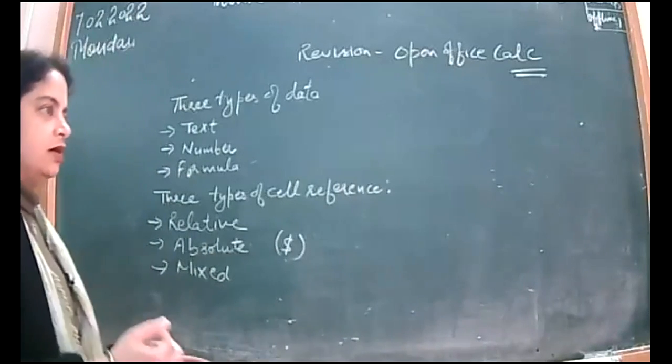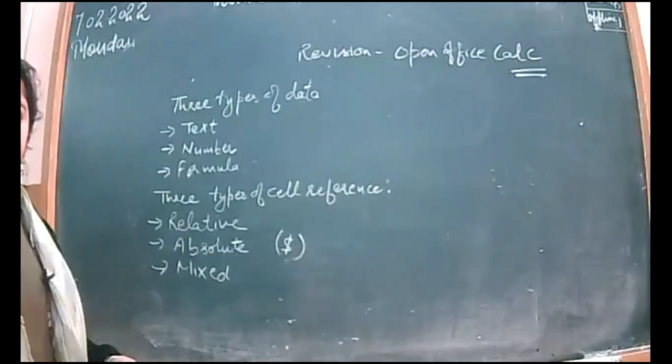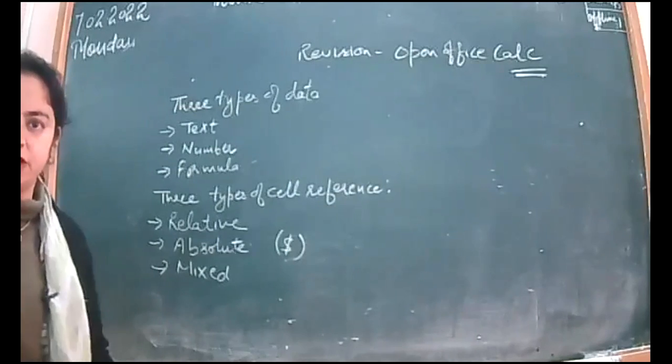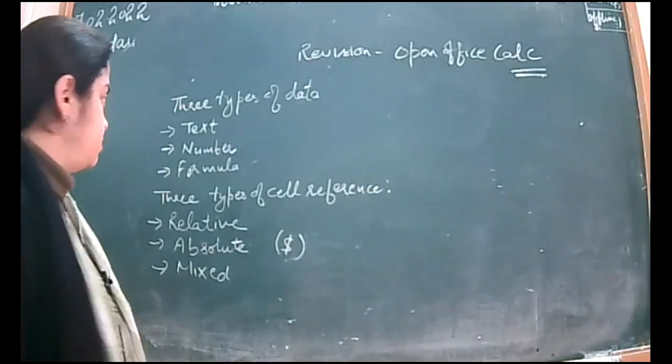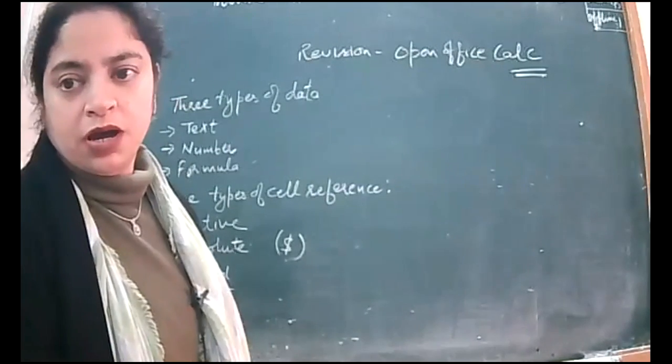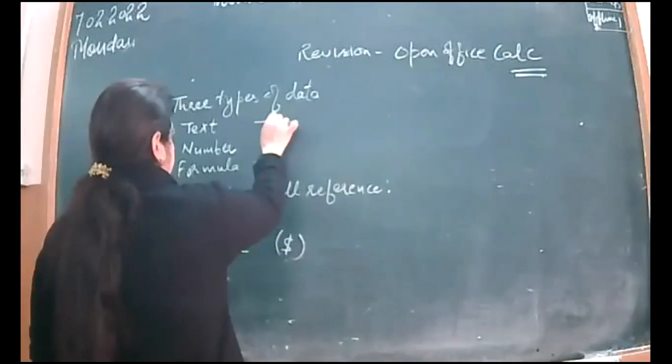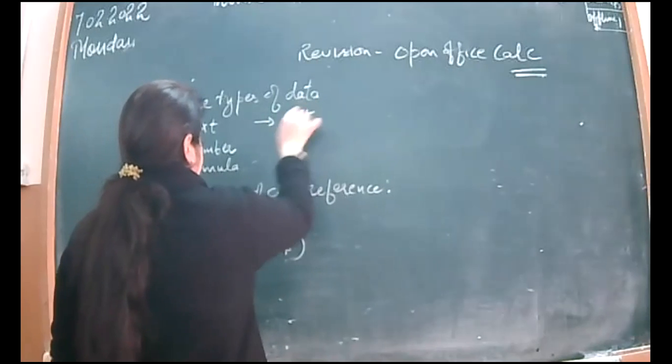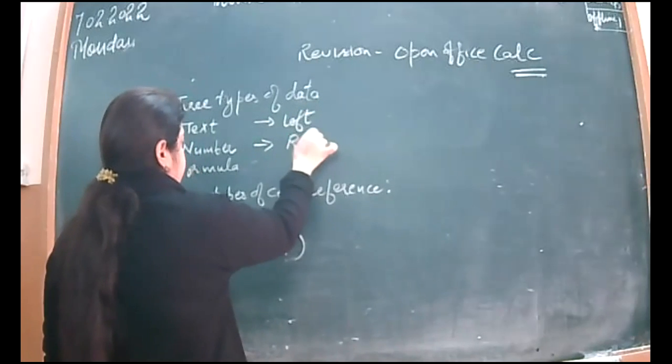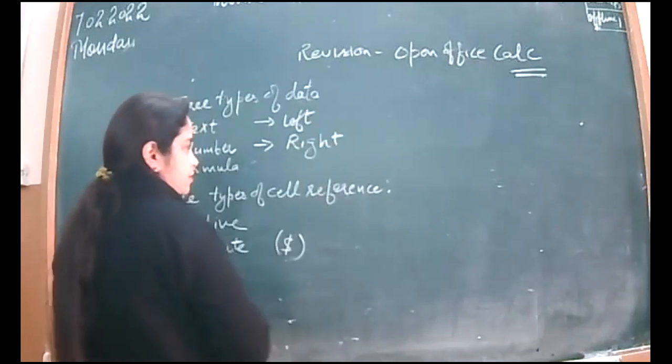Okay, we had already learned in the previous class that there were three types of data that we can enter in Excel: number, text, and formula. By default, text is left aligned. Alignment of the text, that is left aligned.